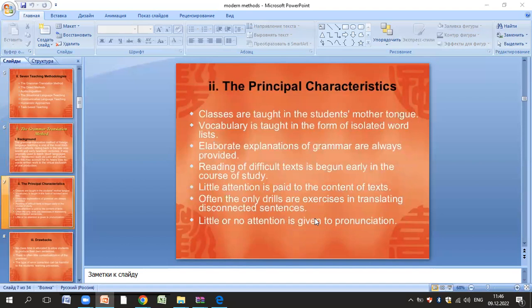The principal characteristics: classes are taught in the student's mother tongue. Vocabulary is taught in the form of isolated word lists. Elaborate explanations of grammar are always provided. Reading of difficult texts is begun early in the course of study. Little attention is paid to the content of texts, and often the only drills and exercises are translating disconnected sentences. Little or no attention is given to pronunciation.